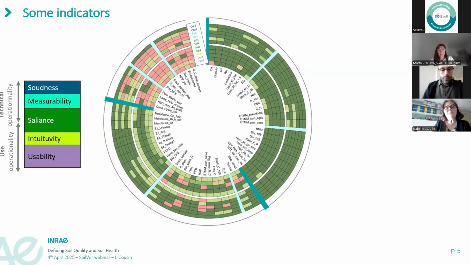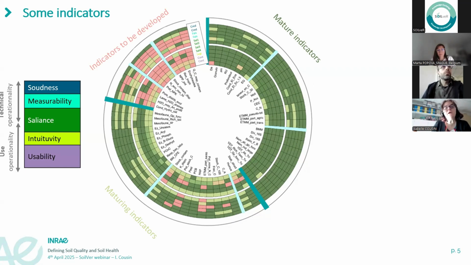And if you look at this, you have from here to here some indicators where quite everything is green. So it means that these indicators are in a way mature. We can use them. We know how to. They fit the purpose. We know how to measure them, and we know how to use them. Here we have some maturing indicators.